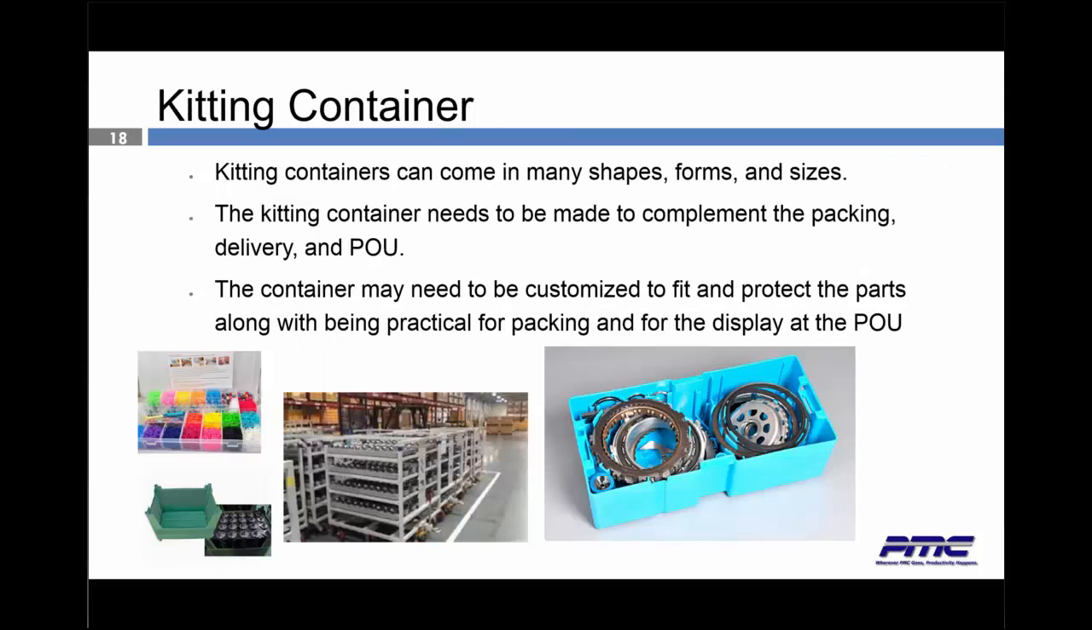Kitting containers come in all shapes and sizes, as we talked about before. The kitting container needs to be made to complement the packaging, delivery, and the point of use. The container may need to be customized to fit and protect the parts properly, along with being practical for packing and for the display at the point of use. So if you look at a few of the pictures here, you can see that there is no specific kitting container. Use what you have to use, go work with your suppliers, make sure it's safe, make sure it's effective, make sure it does what it has to do, and all the parts can be clearly looked at within the container.